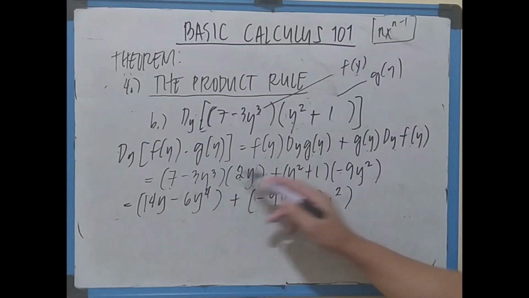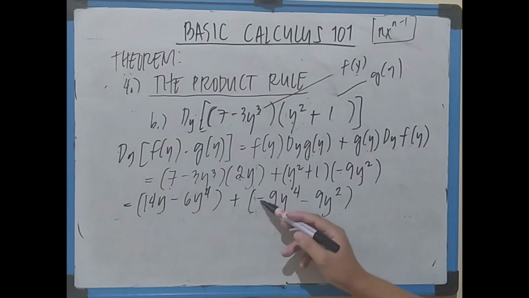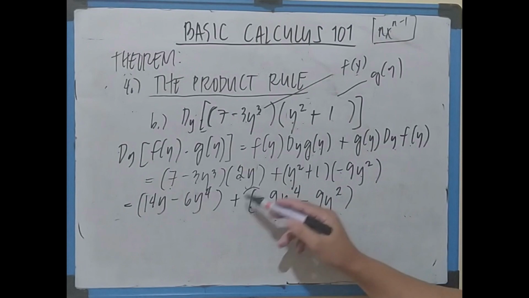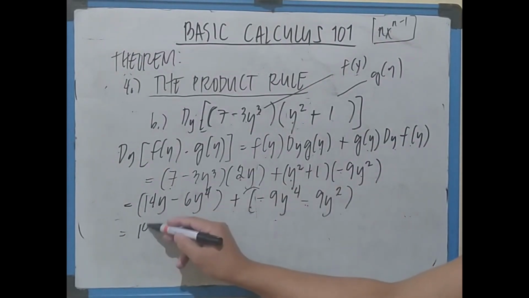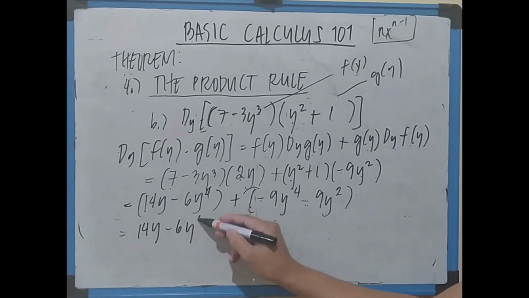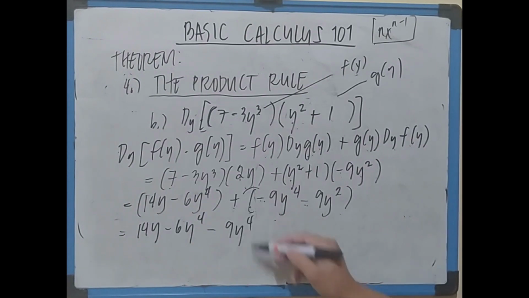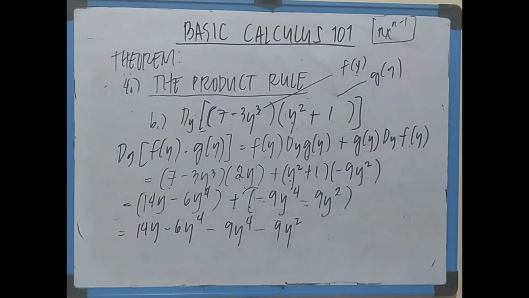So, multiply na natin. So, automatic guys, add na natin, or combine natin yung like terms, yung mga magkaparehas na exponent. But before that, since meron tayong operation dito, and then meron tayong nakikita dito mga operation din sa loob, pwede natin i-multiply muna yung mga sign. Okay, so eliminate the parentheses guys. We have 14y minus 6y raised to 4. Positive times negative is negative. So negative 9y raised to 4. Positive times negative is negative also. 9y squared.